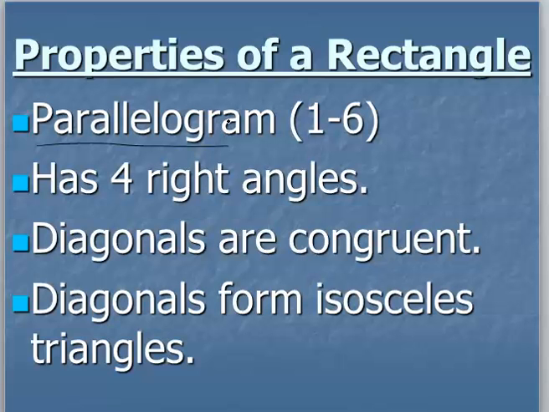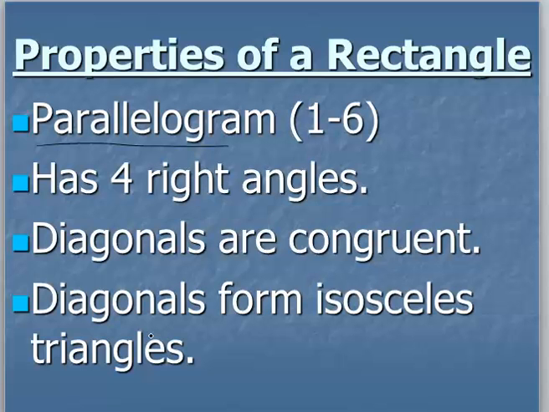In addition to those, our rectangle is a parallelogram that has 4 right angles. The diagonals are congruent, and the diagonals form isosceles triangles.